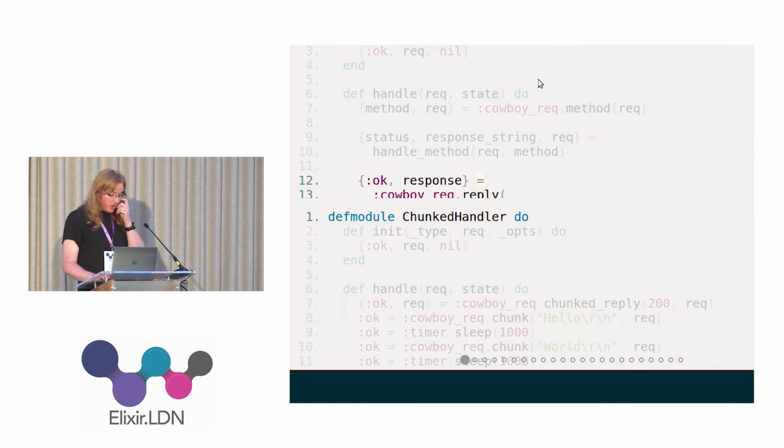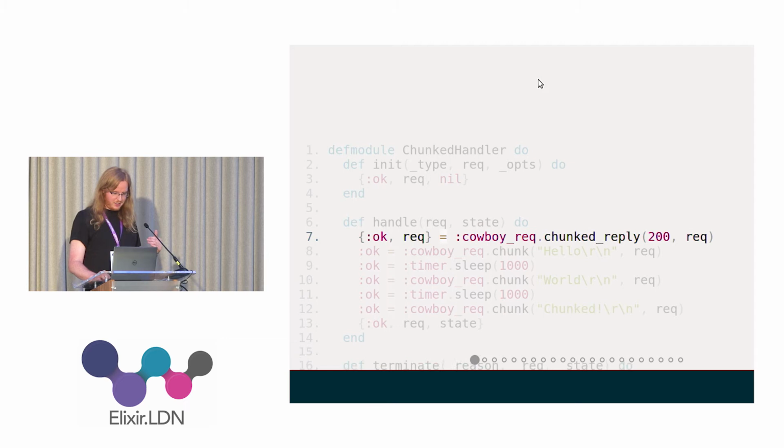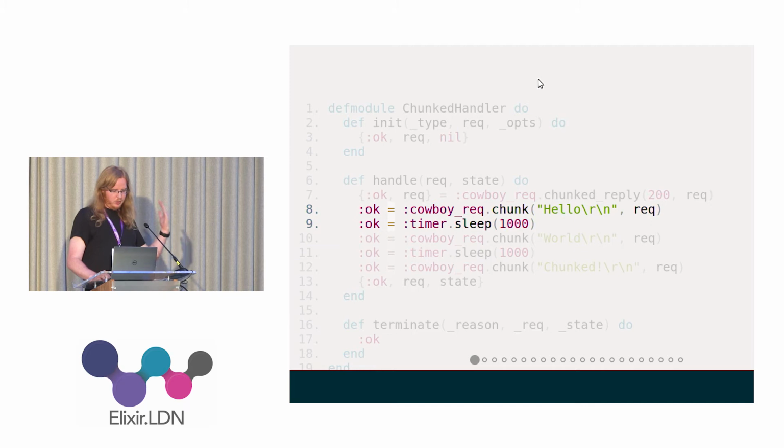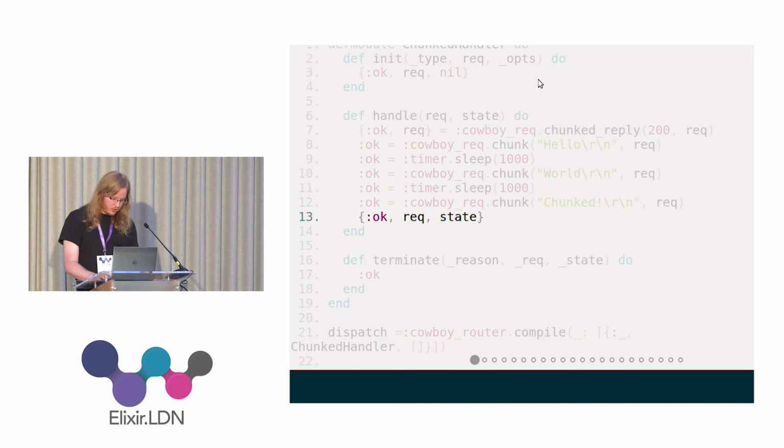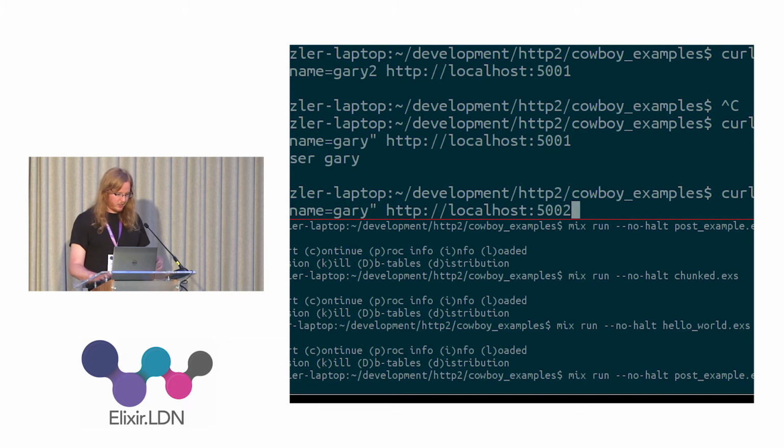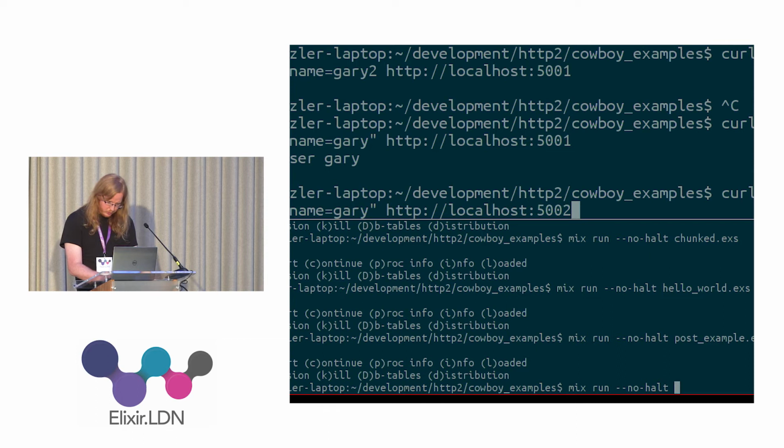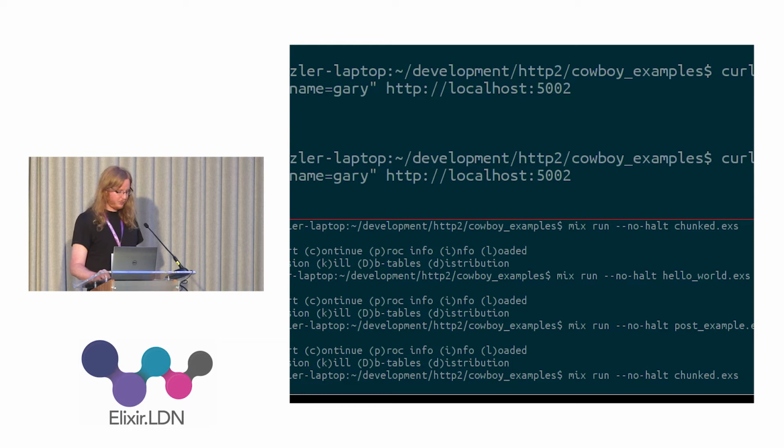And I've got one more example, and then I'll stop doing my silly little examples. So this is a chunked handler. This calls a different function called chunked reply, which takes a status code and the request. And then we send a chunk, and then we wait a second, and we send another chunk, and we wait a second, and then we return the response. And because I'm just ignoring the parameters and things, I can do a post request here. I just need to start up the server with the chunked example, and you'll see that it says hello, and then world, and then chunked. So yeah, chunking.